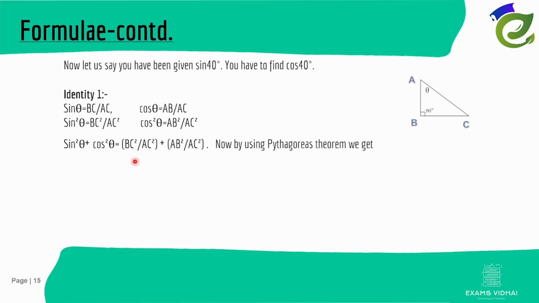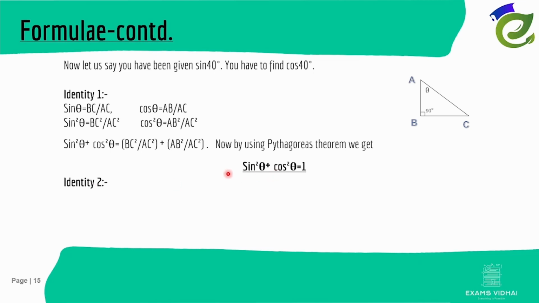So what is sin squared theta plus cos squared theta? BC squared by AC squared plus AB squared by AC squared. Now by Pythagoras theorem we know BC squared plus AB squared equal to AC squared. So the numerator will be AC squared, denominator will be AC squared. So sin squared theta plus cos squared theta equal to 1. Now this is an important identity. This will be useful in many ways.